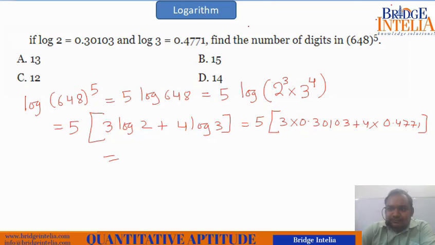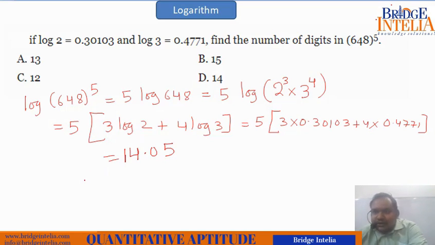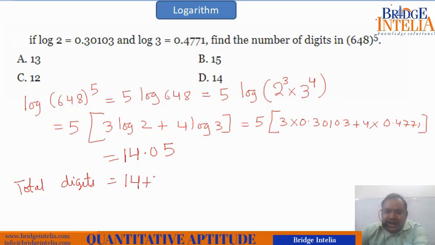If you solve, this comes out to be equal to 14.05. Now step 2 is that this is not the final answer. The final answer is you discard the decimal part and then add 1 to the characteristic. So for the total number of digits, you discard the decimal part, you are left with only 14 and then add 1 to it. 14 plus 1 equals 15. So 15 is the final answer.